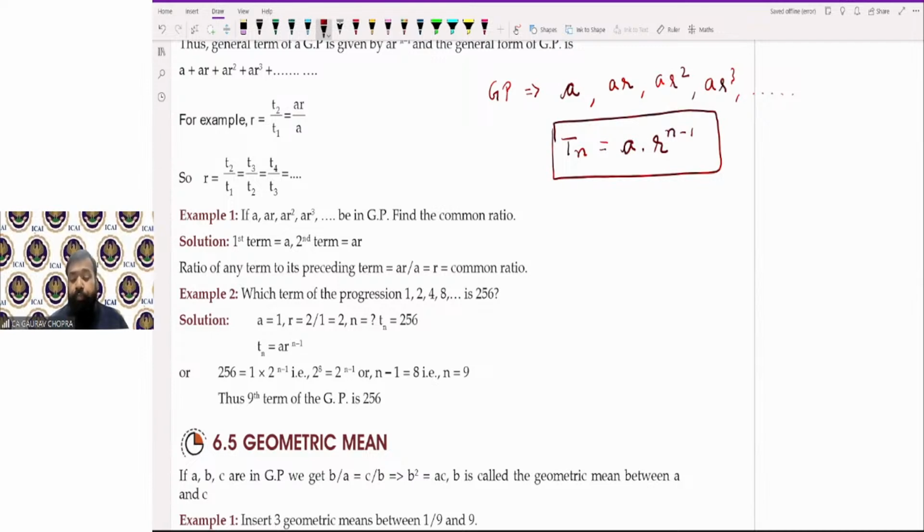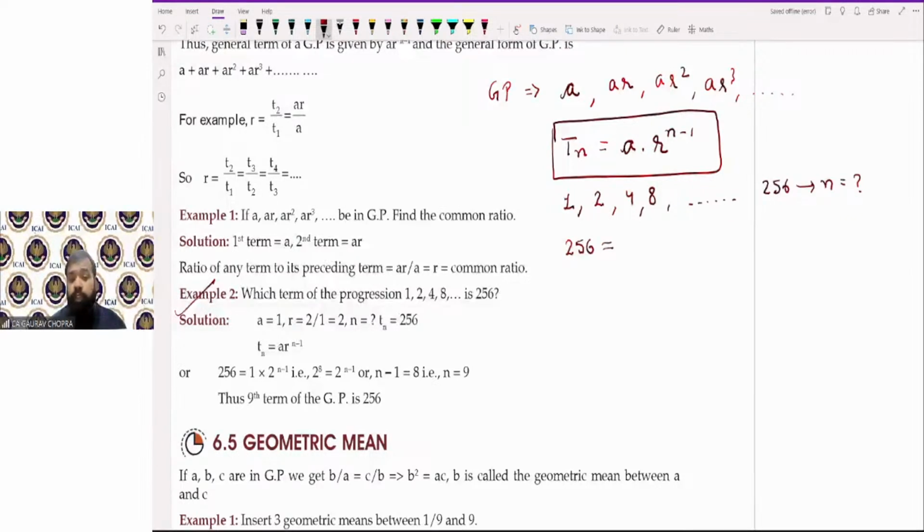Now, let's say example number 2. The series given is 1, 2, 4, 8, and so on. Now, which term is 256? You have to calculate which term is 256. That means you are supposed to calculate n. N आपको calculate करना है and the term is given to you. So let's solve. In place of Tn, we have to write 256.